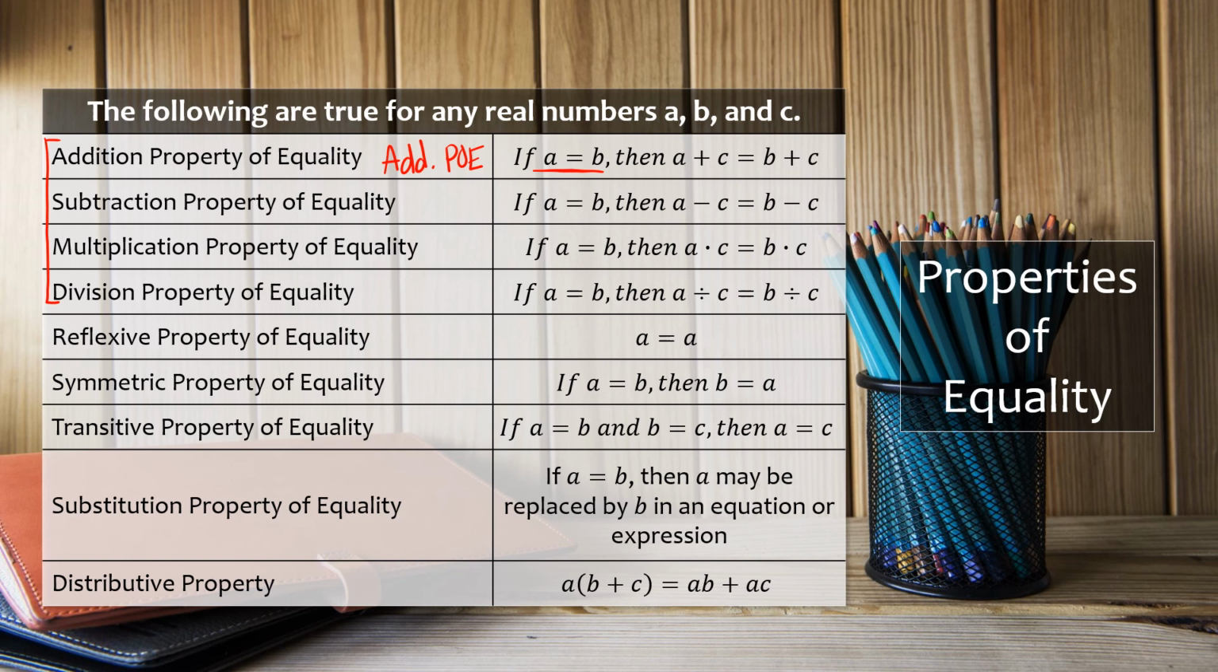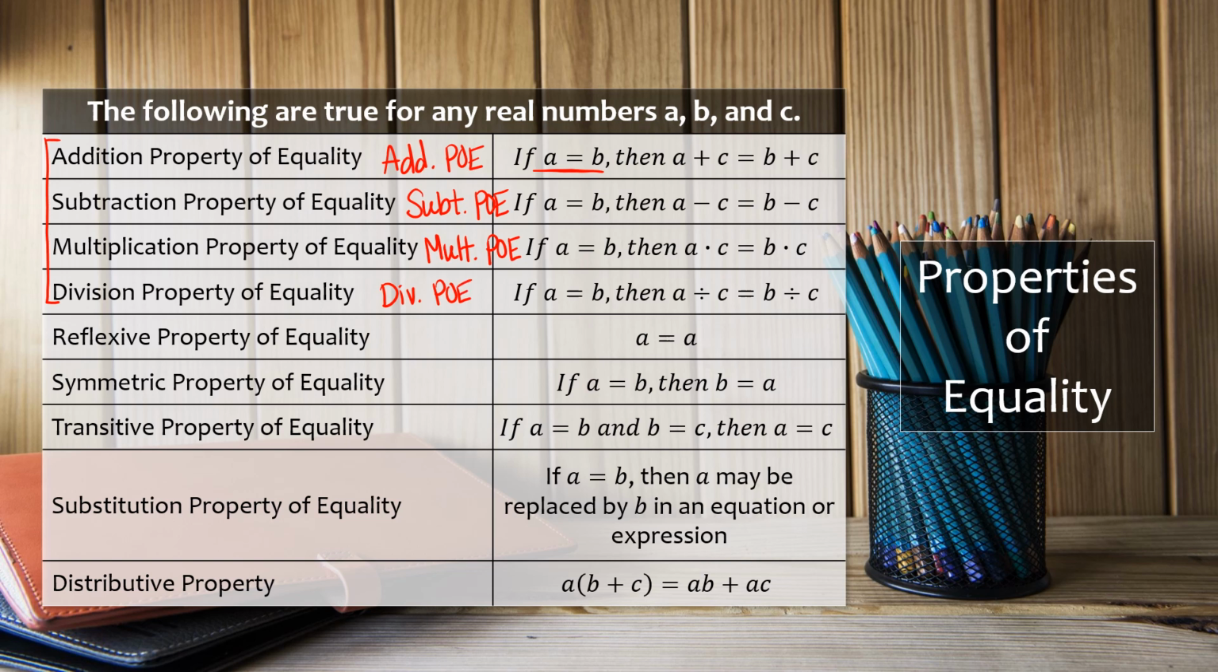Subtraction property of equality, similar. I'm actually going to do sub T, shouldn't I? Sub T, POE. Now, POE here in both cases is standing for property of equality. Multiplication, we're going to do perhaps just mult POE. I guess you could do just MUL if you prefer. And division, we're going to call that the div POE, division property of equality.